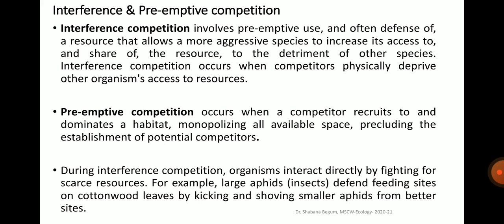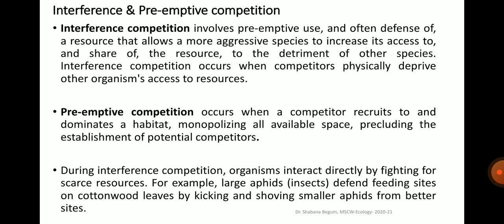Now let us learn about interference competition. It involves preemptive use and often defense of a resource that allows a more aggressive species to increase its access to and share of the resource to the detriment of other species. Interference competition occurs when competitors physically deprive other organisms access to resources. Preemptive competition occurs when a competitor recruits to and dominates a habitat, monopolizing all available space, precluding the establishment of potential competitors.